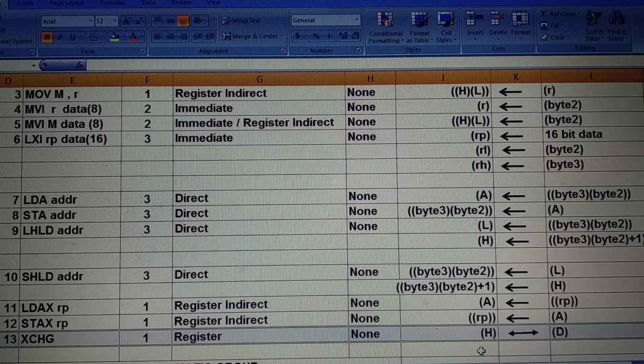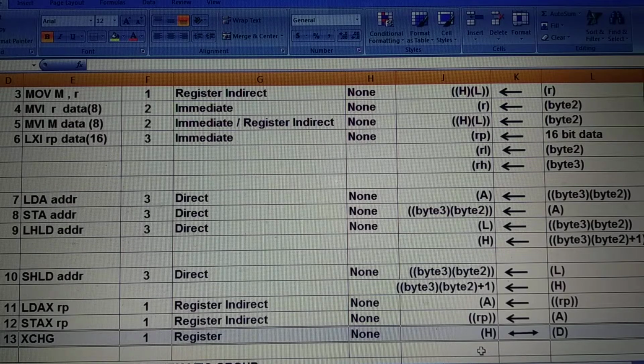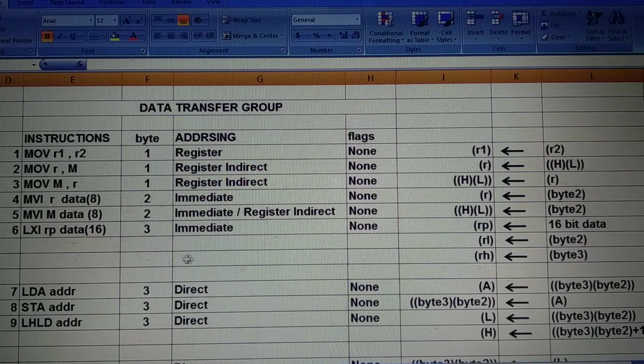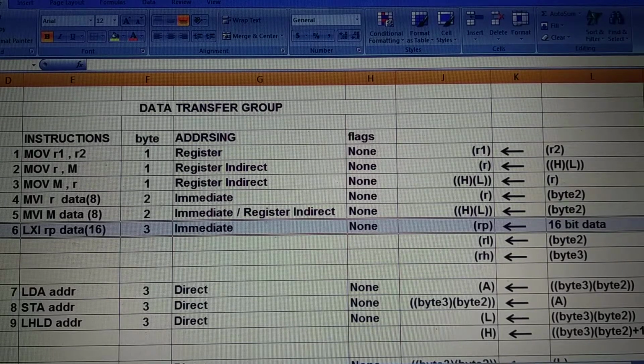Some differentiation, or some specific instructions used for specific purposes, that I will tell you. Generally, LXI RP is used to point to the memory location when the letter M is used. First you have to take the data to a register pair, and after taking the data to the register pair, that register pair can be used to point to the memory location.